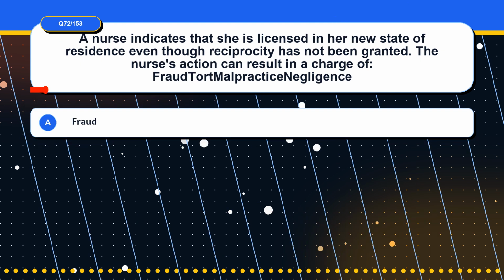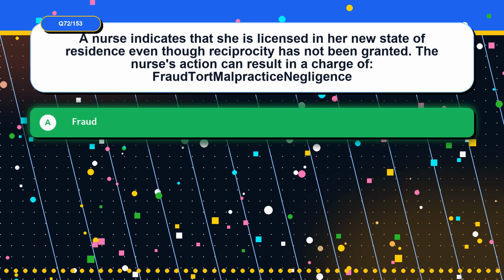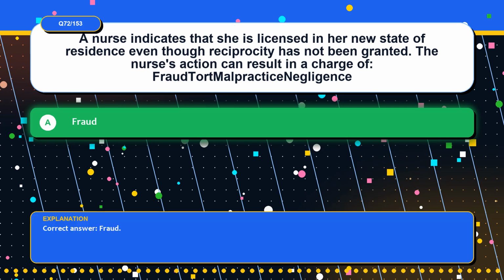Question 72. A nurse indicates that she is licensed in her new state of residence even though reciprocity has not been granted. The nurse's action can result in a charge of fraud, tort, malpractice, negligence. Here are the options. Option A. Fraud. The correct answer is option A. Fraud.